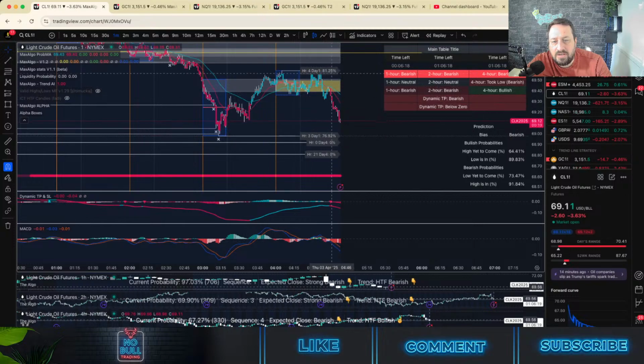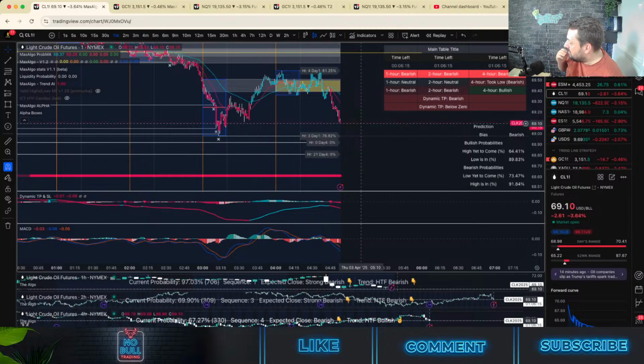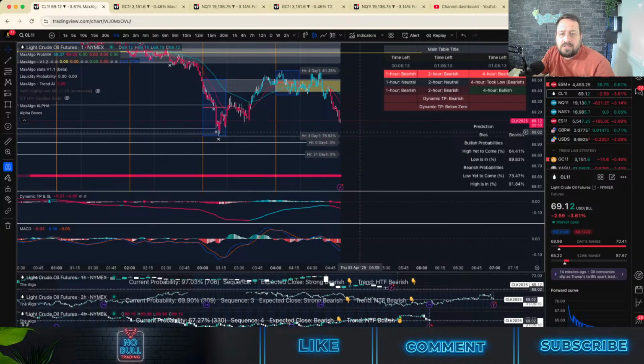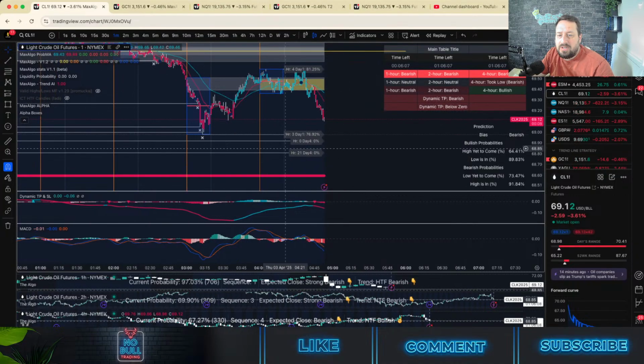That could have been a really good entry. Obviously, that's part of it. I don't like entering near the end of the hour. Something I'll try to improve on, it's just not something I've done a lot of. I like to wait for that formation at the beginning.